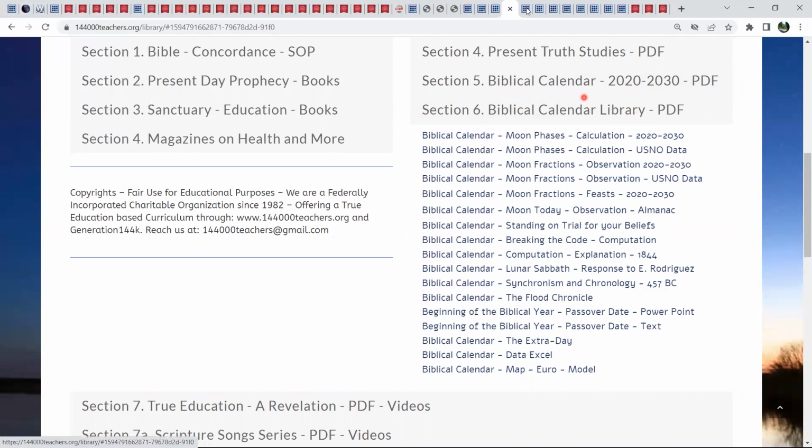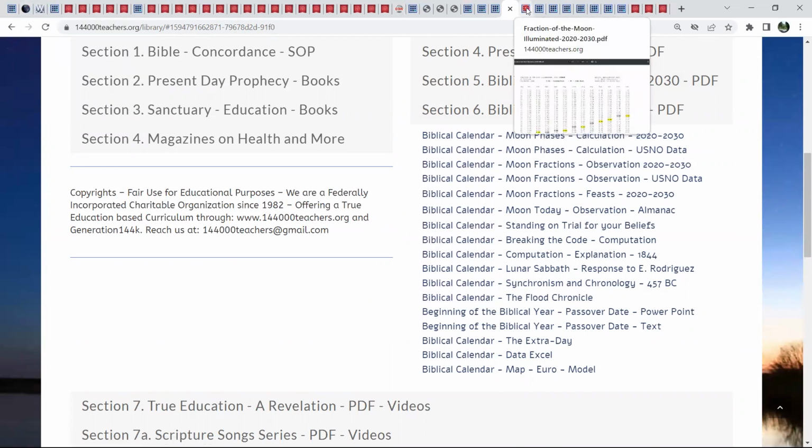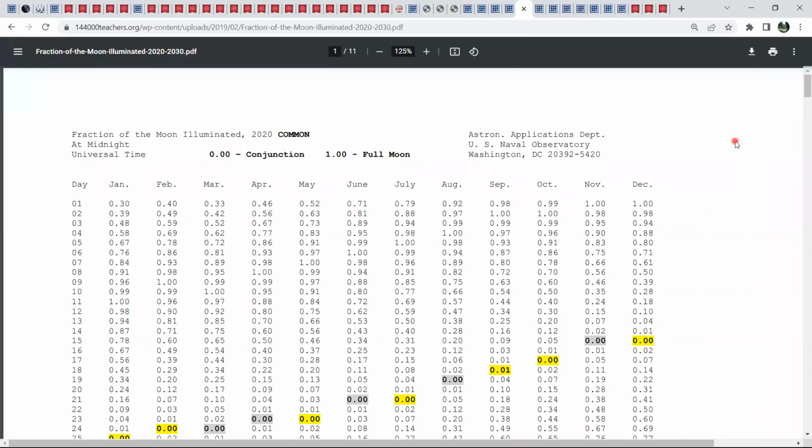So as we pursue this, we want to show you a very important point having to do with a common and embolismic year. We will not show you the moon phases for this because we use the fraction of the moon illuminated to establish that fact. This is very, very important. This is what makes the difference between 1844, the 22nd of October for the Millerite, and 1844, the 23rd of September for the Rabbinical Jew, for the Day of Atonement.